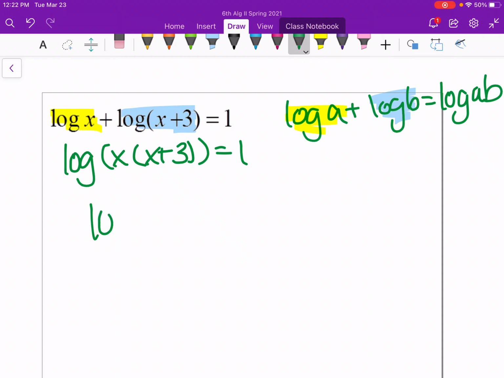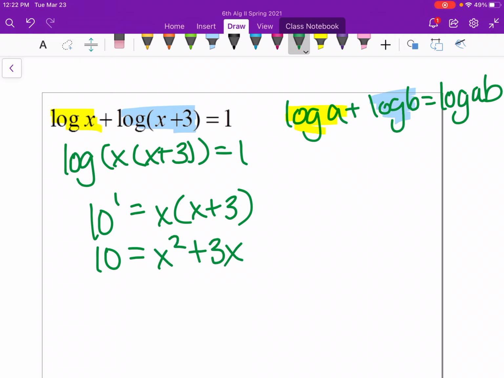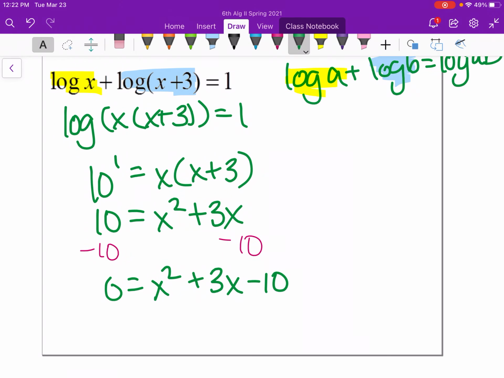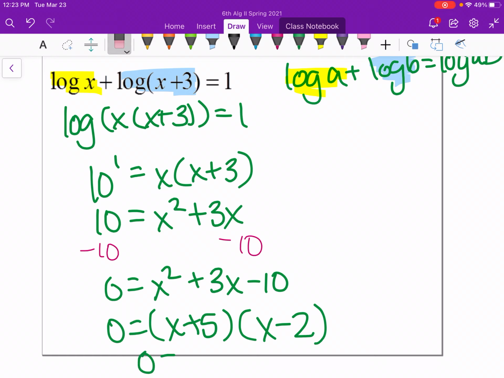It's got a base of 10, so 10 to the first equals x times x plus 3, or 10 equals x squared plus 3x. I notice that this is a quadratic, so I'm going to have to set it equal to 0 and solve. So I subtract 10. Ideally, I can do this by factoring. That's my personal favorite, but maybe you like the quadratic equation better. This is factorable. This would be x plus 5 times x minus 2. So my solutions would be -5 and 2. And let's make sure that neither of those are extraneous solutions.